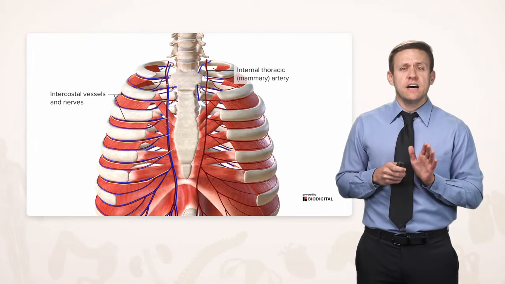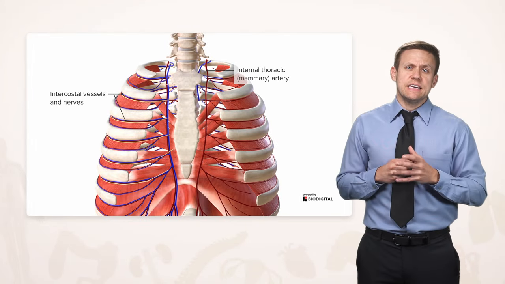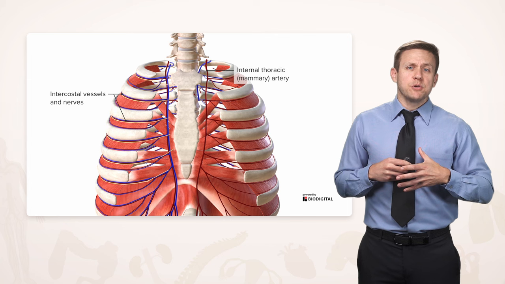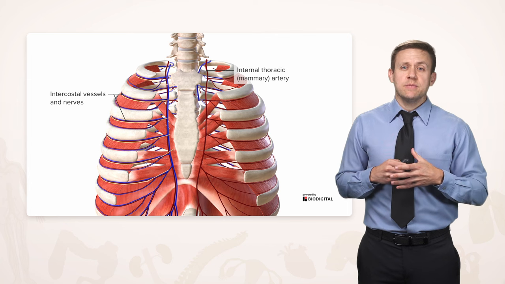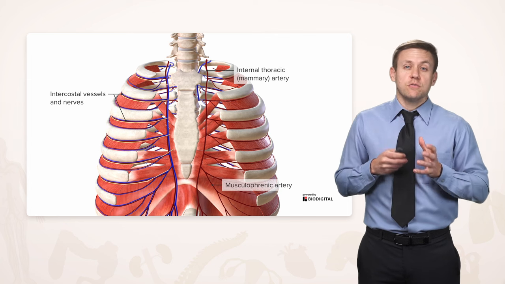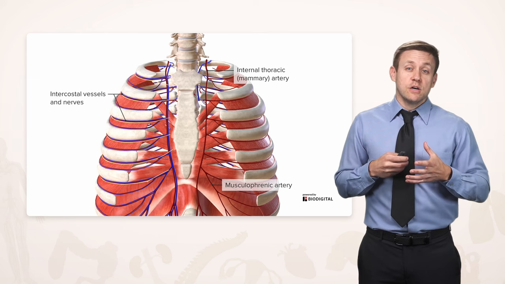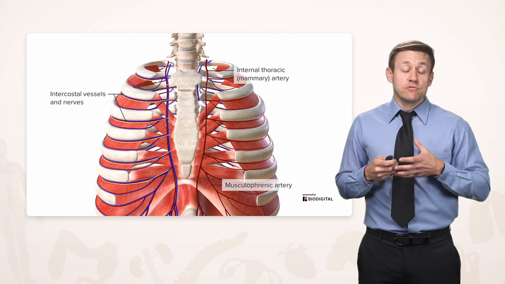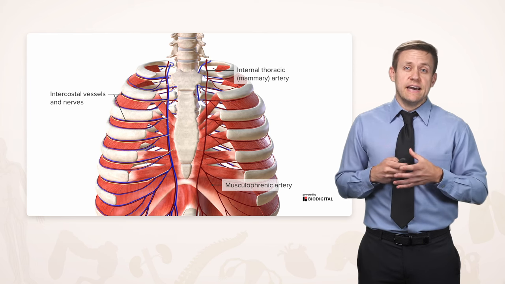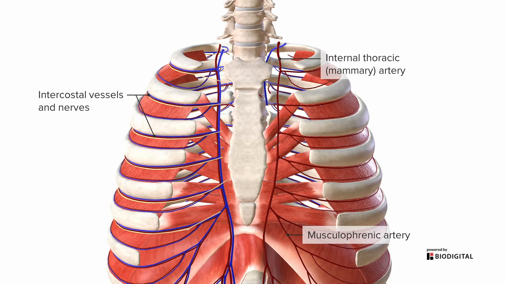The first is going to head off sort of laterally, diagonally, and it's going to supply abdominal muscles and the diaphragm, and so it's appropriately called the musculophrenic artery. Musculo for the abdominal muscles, and phrenic because phrenic refers to diaphragm whenever you see that term. The other branch basically continues along a vertical path, becoming the superior epigastric artery.